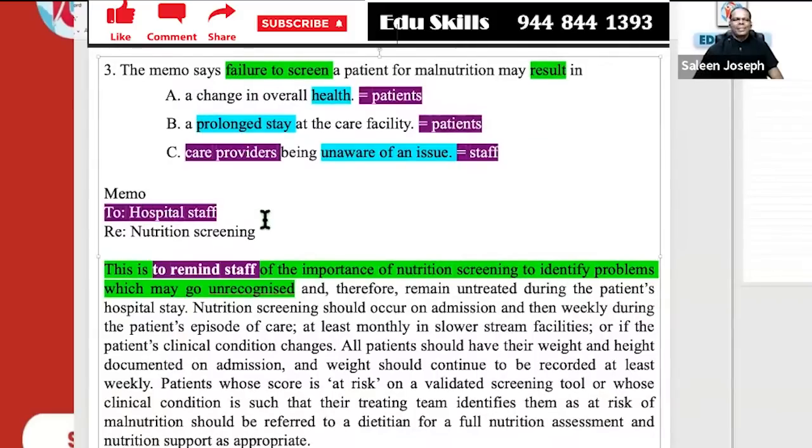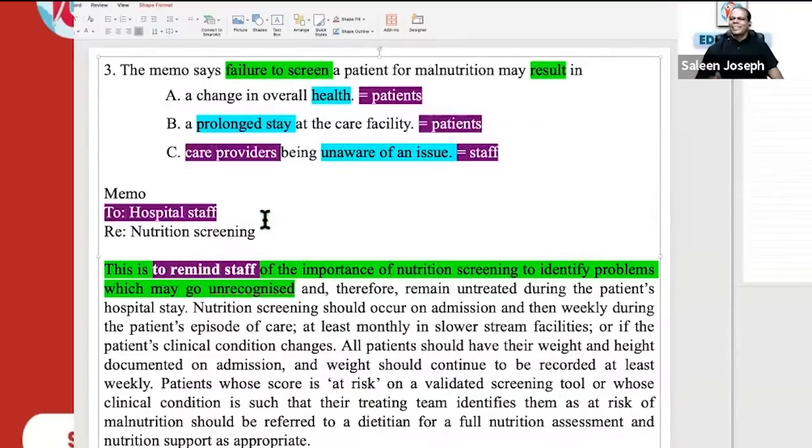And the memo is addressed to the staff, not to the patients. From that also you can understand third one is the answer. When it is a memo, try to understand whom it is addressed to. So they will be speaking to that particular group. If the memo is addressed to the staff, they will speak to the staff. If it is addressed to the doctors, they will speak to the doctors. So the option that is concerned about the doctors will be the real option.